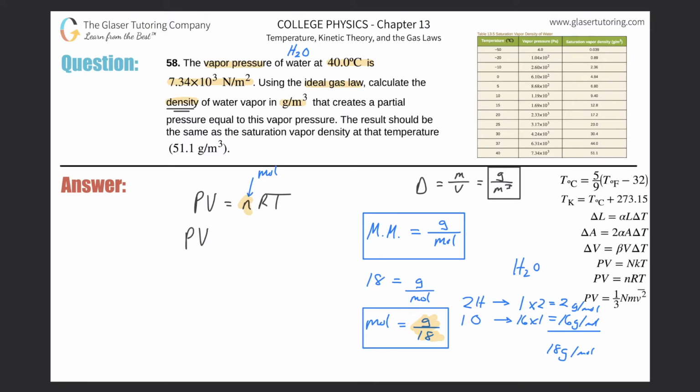So now watch. This is going to be PV is equal to gram G over 18. I could have left this as mm. It doesn't matter. Multiplied then by RT. Now, notice, what are the units of volume? They're cubic meters in this formula, right? And look at what I need to find. I need to find gram per cubic meter. So the whole goal here is to solve this equation for gram per volume.